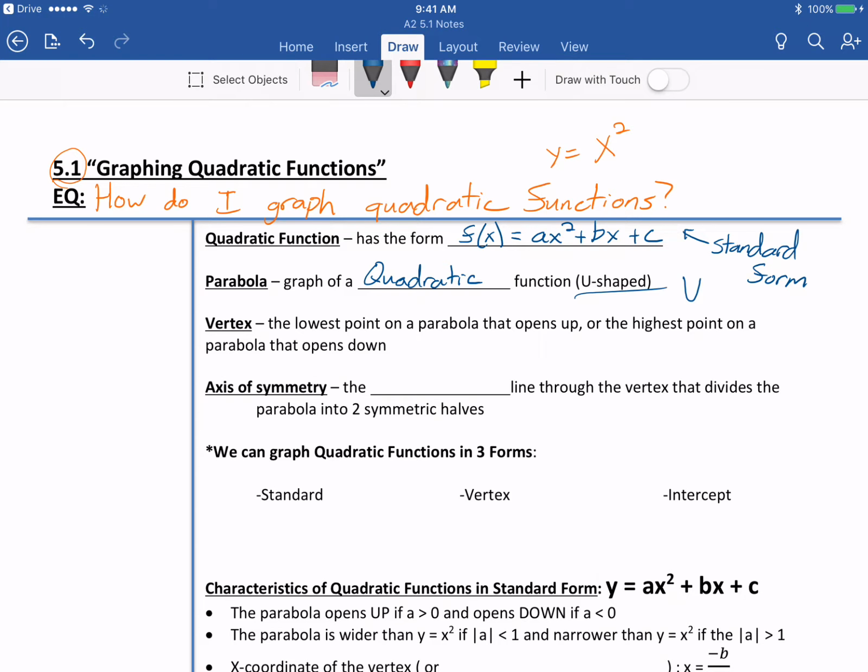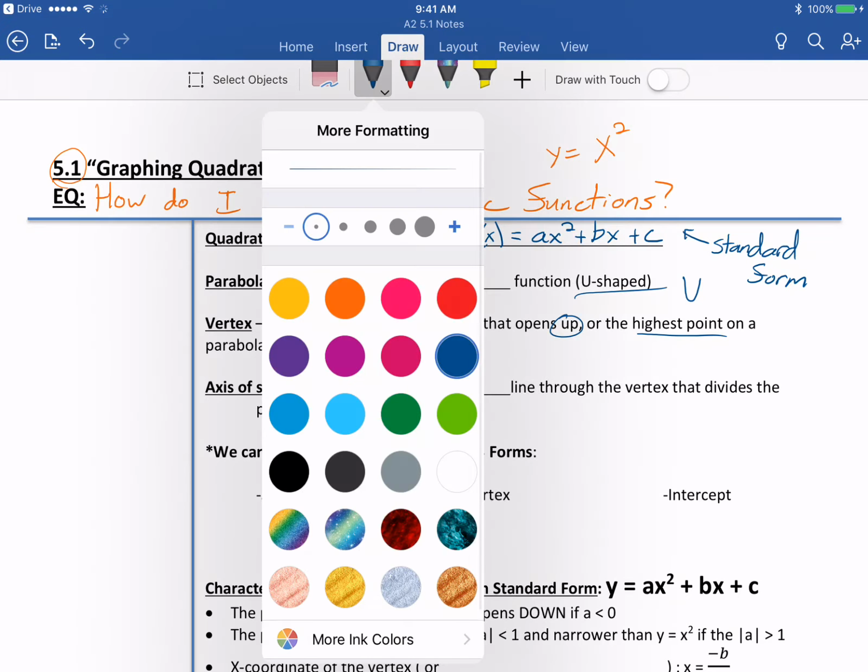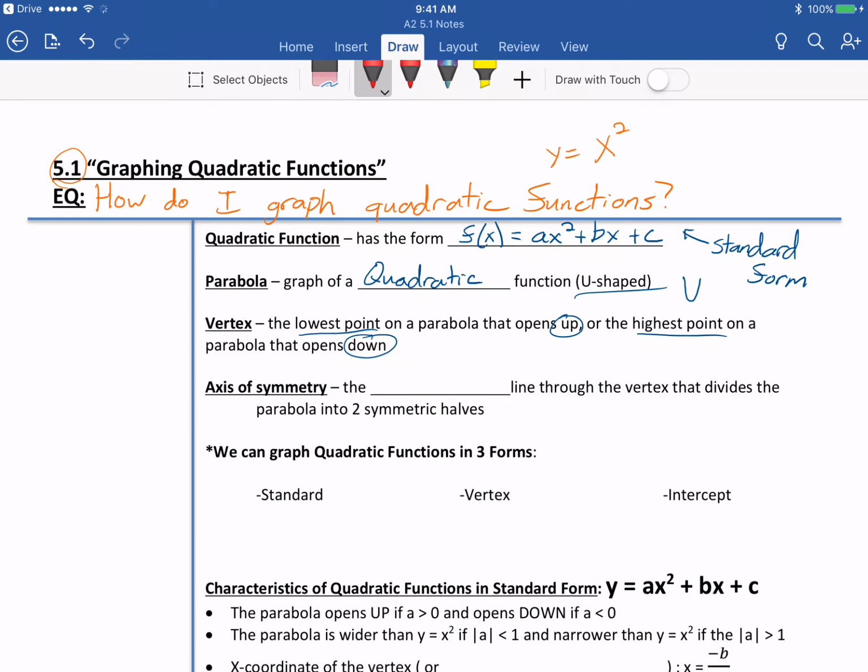Vertex is the lowest point on a parabola that opens up, or the highest point on a parabola that opens down. So again, kind of like the vertex of those V graphs, it's that lowest point or the highest point. All right, axis of symmetry is the vertical line through the vertex that divides the parabola into two symmetric halves.